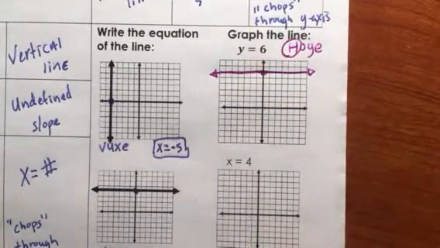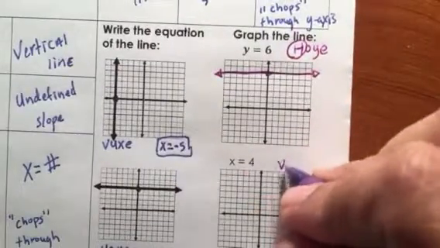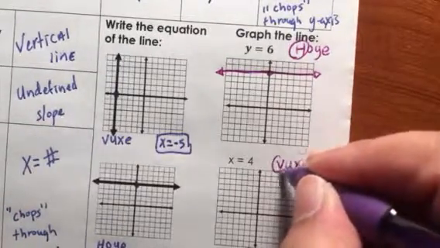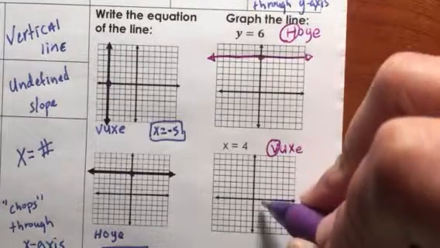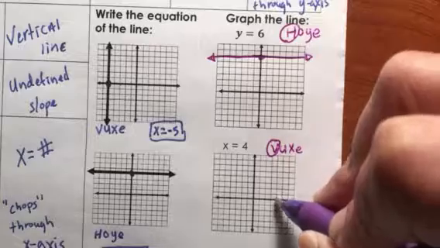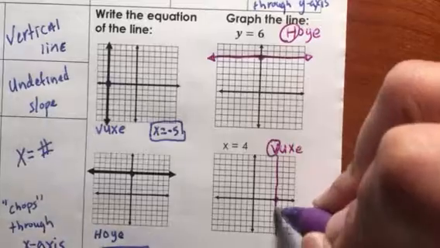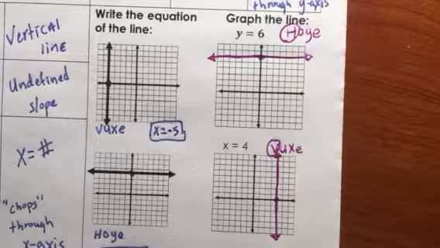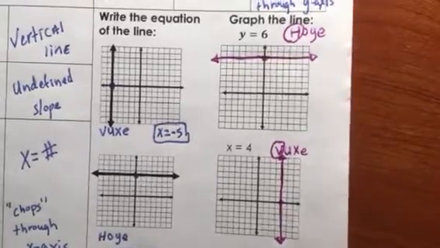Okay, on this next problem it says x equals. Well, x equals was the VUXe. So it's vertical, undefined, x equals. So it wants us to draw the line, so our line needs to be a vertical line. So I'm going to go to the x-axis at 4. 1, 2, 3, 4. I'm going to put a dot. And I'm going to draw a line going vertical. And that's all you do for those problems. Alright, I'll give you a few seconds and then I'll go to the next slide.